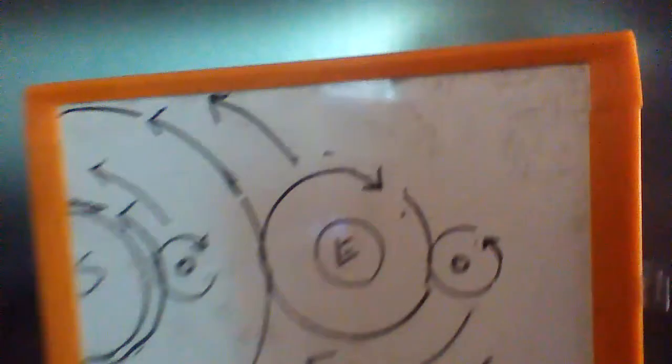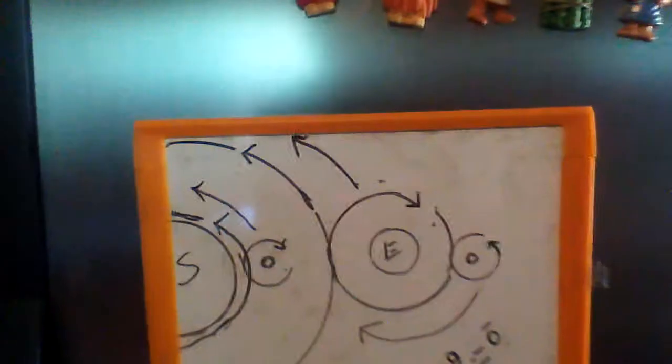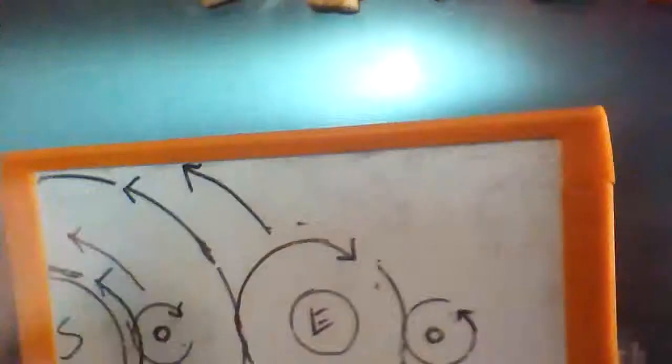Gravity's so simple, it's too easy to explain. I'm going to explain this in probably less than 5 minutes. Okay, you got the sun and it's spinning left. The sun's always going to be spinning left.